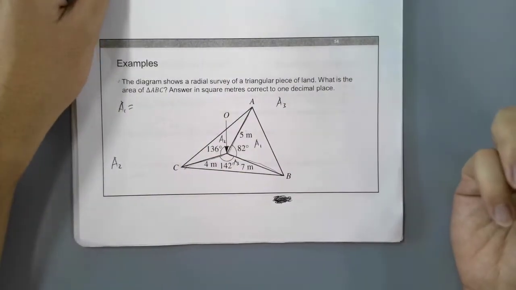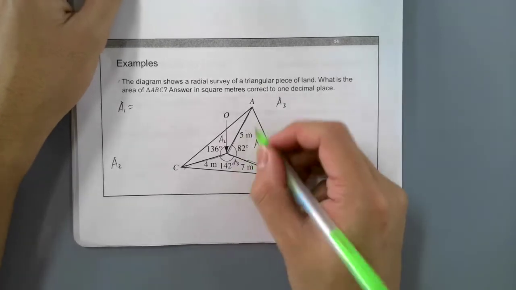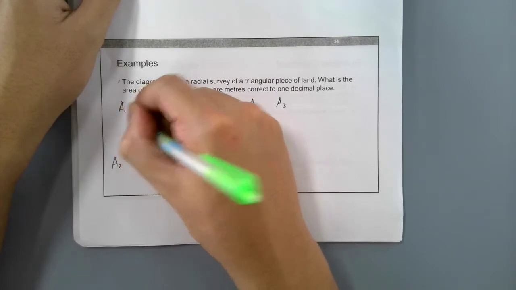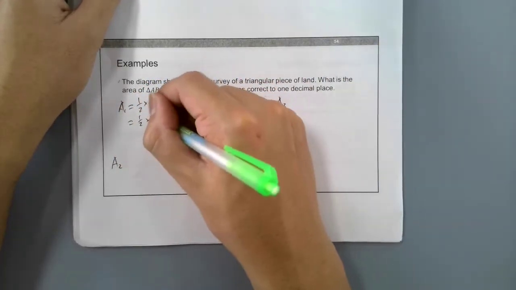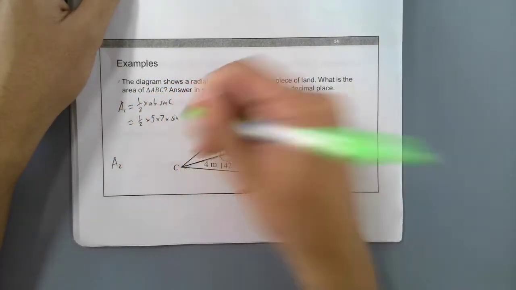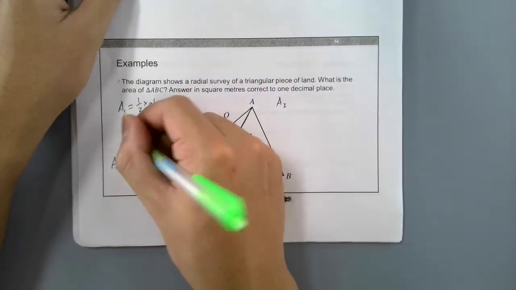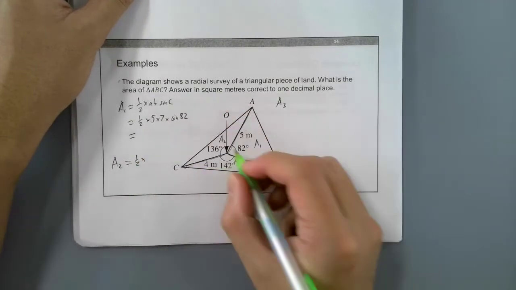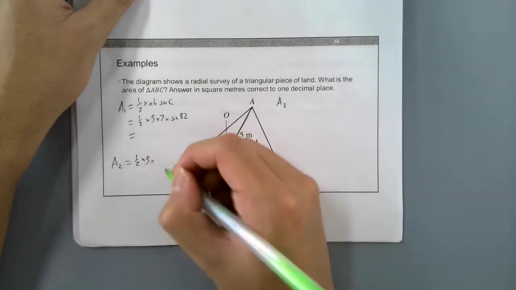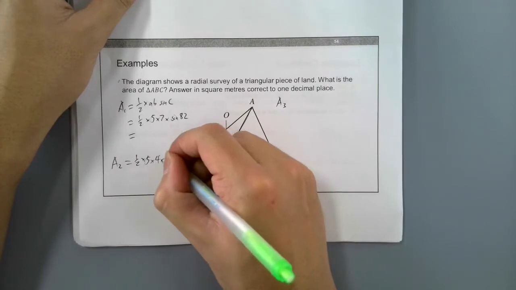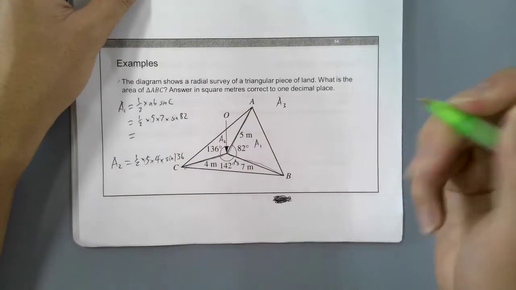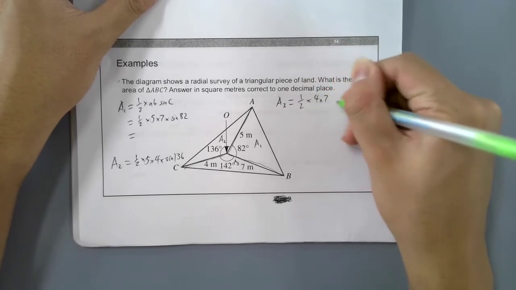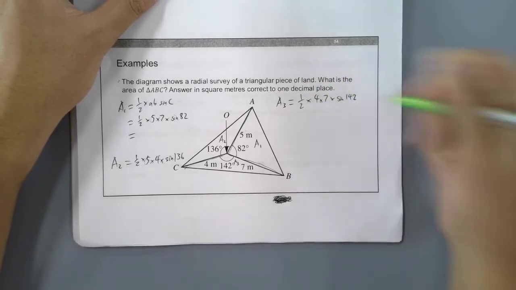Now how we work out the area for the first triangle is to just do half times AB sine C, which means half times 5 times 7 times sine 82. And that's going to give us an answer. Our next triangle is going to look like half times 5 times 4 times sine 136. And our last triangle is going to look like half times 4 times 7 times sine 142.